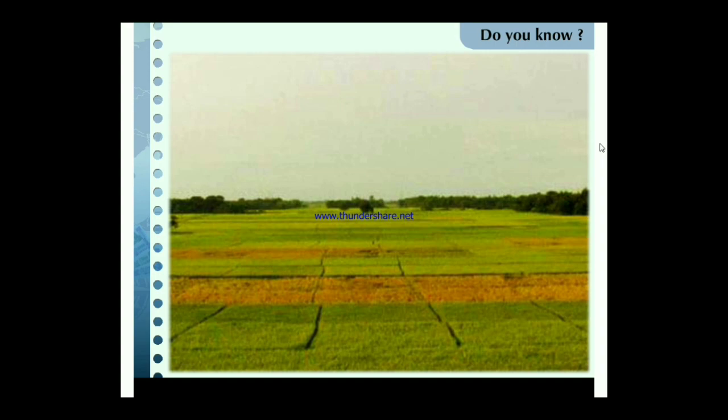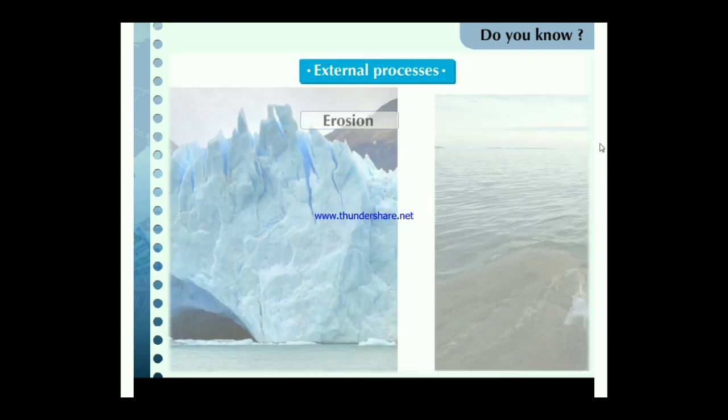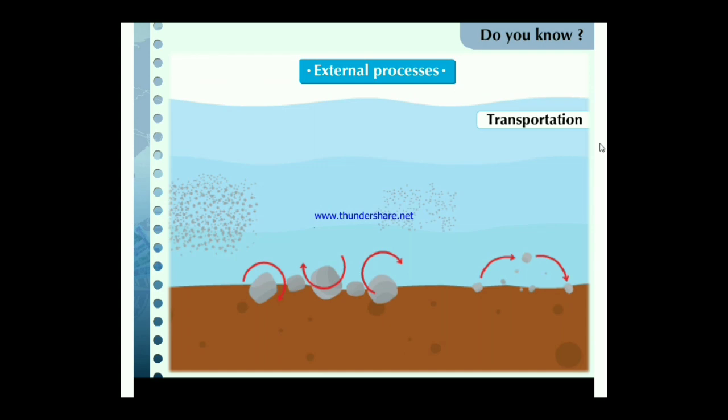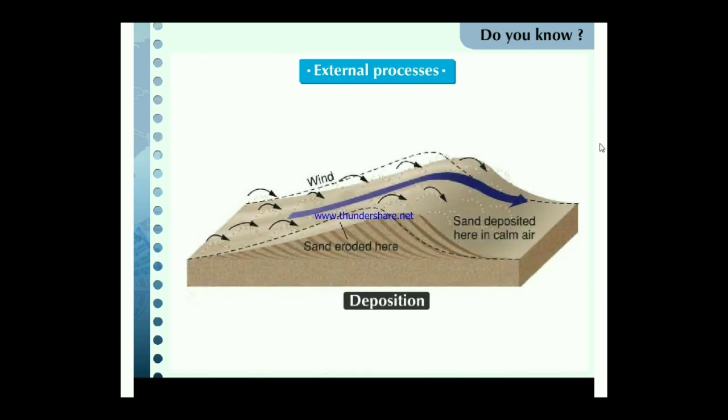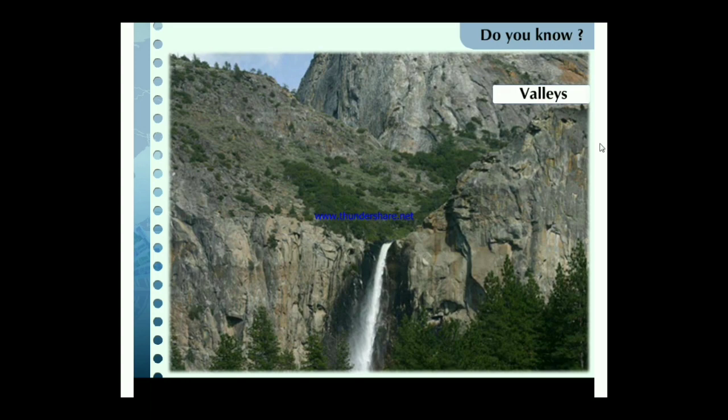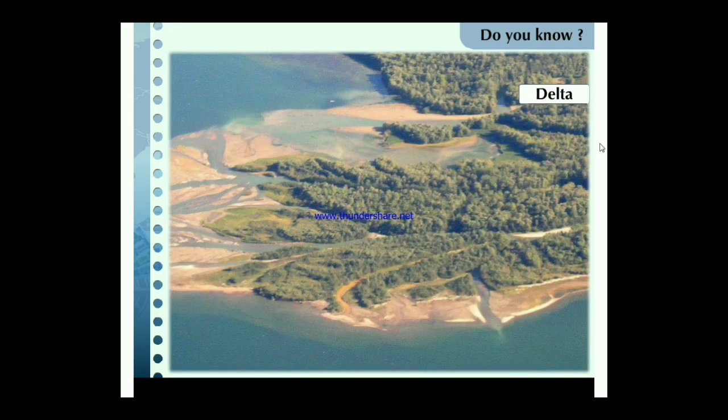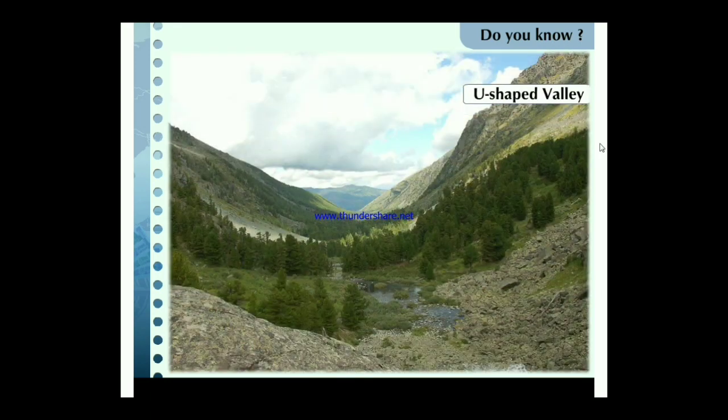Because of the external processes like weathering, erosion, transportation, and deposition, the primary and secondary landforms give way to the tertiary landforms. For example, valleys, sand dunes, delta, U-shaped valleys, etc.